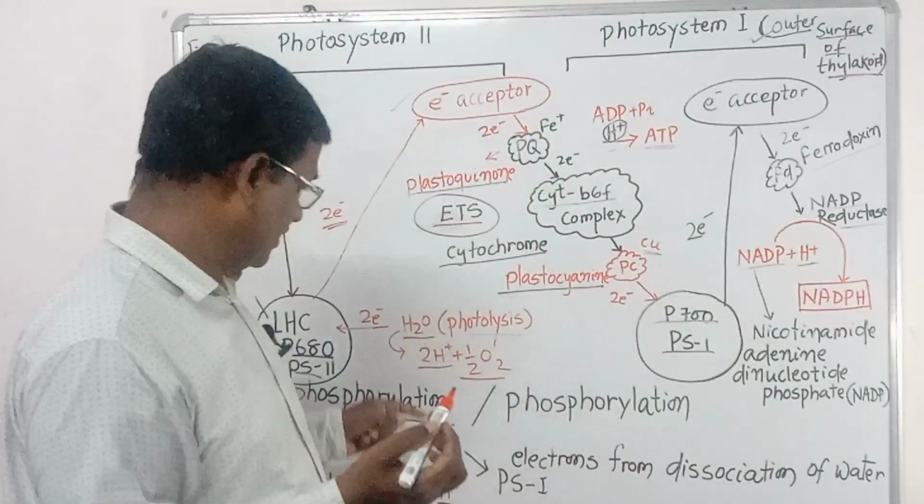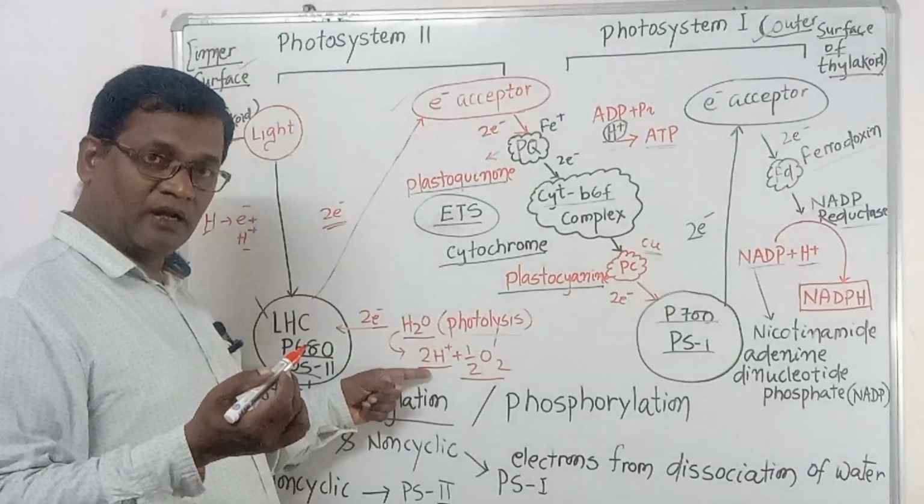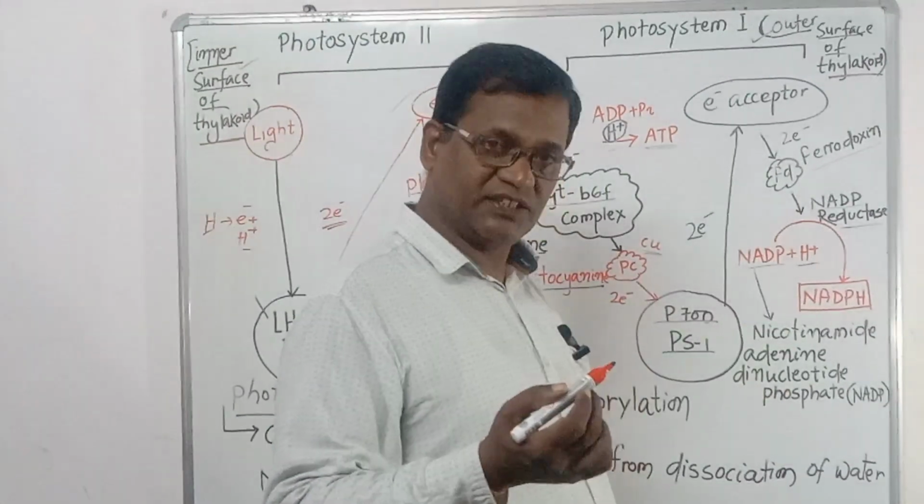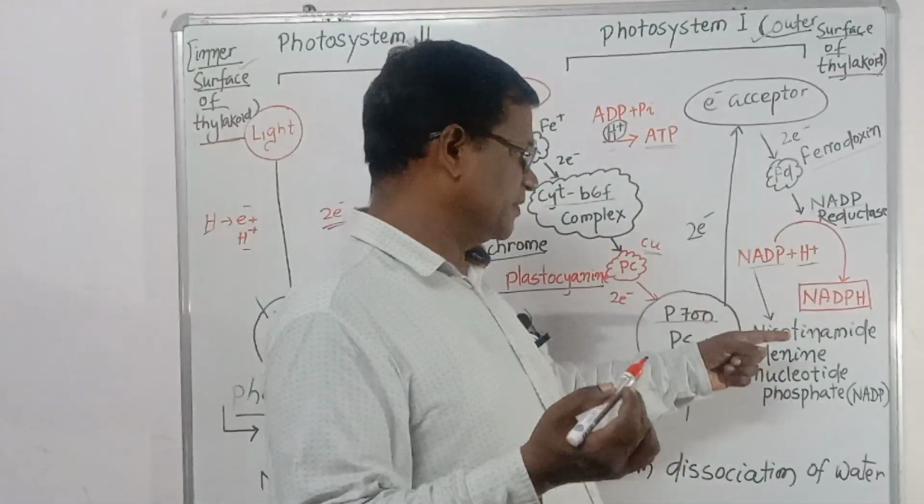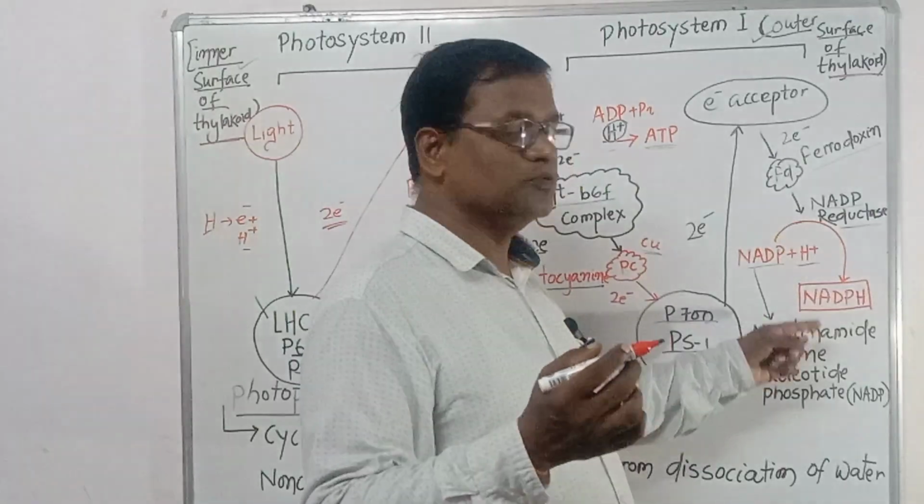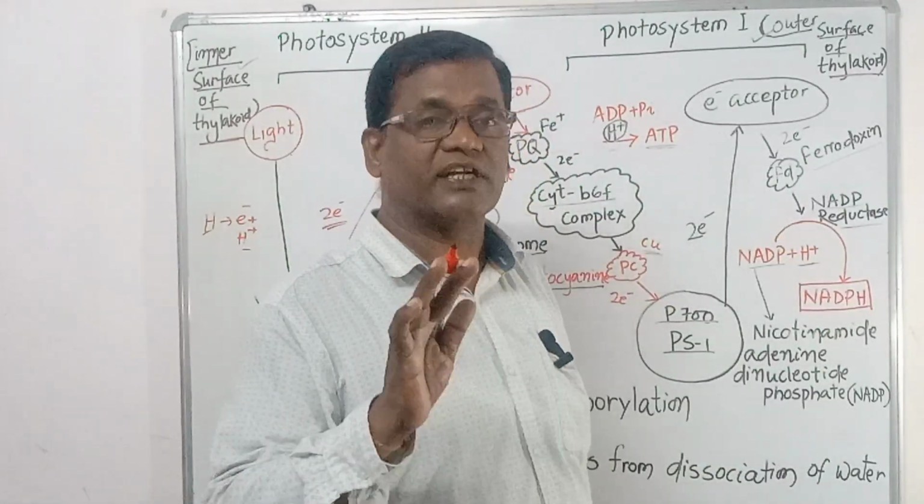Where did we get the hydrogen ion? Because we know that here two hydrogen ions are released and one combines with the NADP to form the NADPH. And what is the full form of the NADPH? Nicotinamide adenine dinucleotide phosphate. It is an energy particle which is formed in the electron transport system.